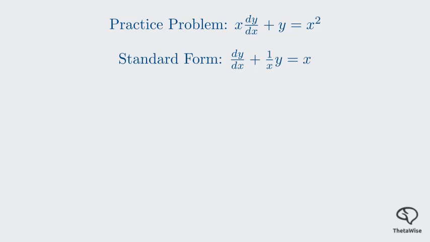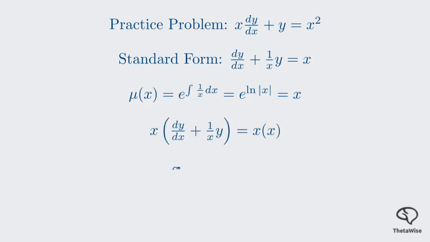p of x is 1 over x. The integrating factor is e to the integral of 1 over x dx, which is e to the natural log of x, or simply x. Multiply the standard form equation by x. This gives us x dy/dx plus y equals x squared.